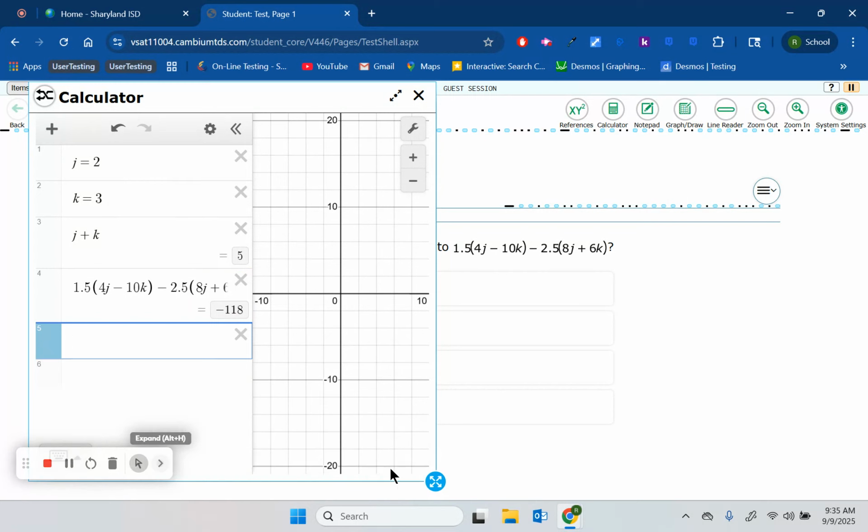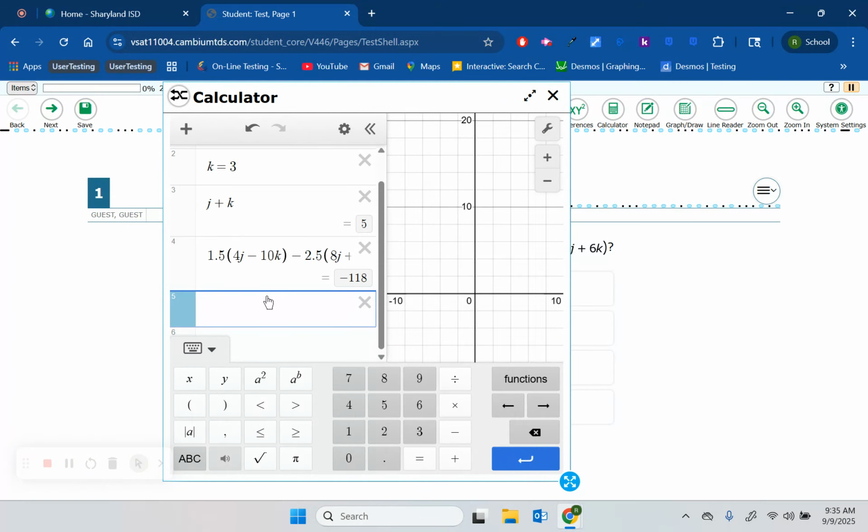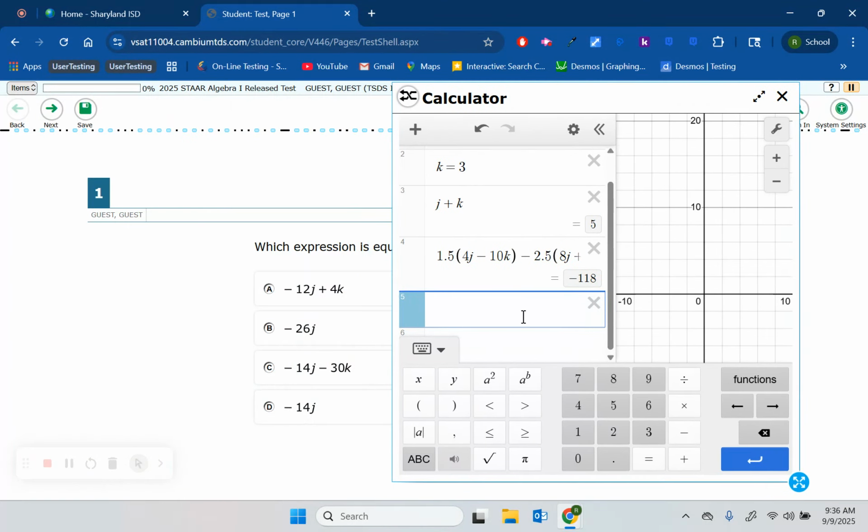Let me move this out of the way. Let's see if it lets me. Here. This is another keyboard I could have used. I'm not even using that. I am using the keyboard from my laptop.